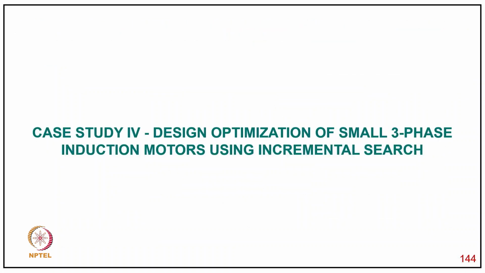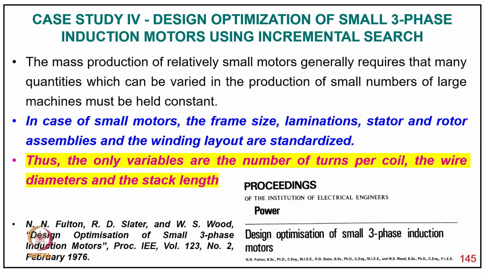So coming to the case study for design optimization of a small 3-phase induction motor using the incremental search method. Here, as a starting point, the mass production of relatively small motors generally requires many quantities which can be varied, whereas the production of a small number of large machines must be handled differently. So in case of a small motor, the frame size, lamination, stator and rotor assembly and the winding layout are standardized. Thus the only variables are the number of turns per coil, wire diameter and typically stack length.